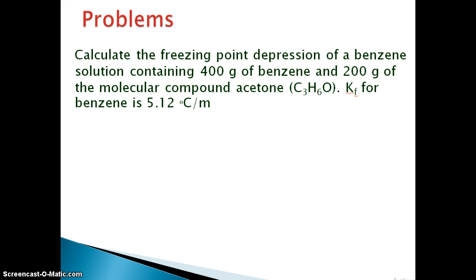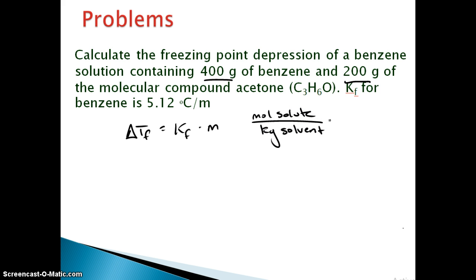We're going to start with our equation that the change in temperature of freezing is equal to the freezing constant times the molality. Which means, of course, we're going to have to calculate the molality. Thankfully, we have all the information we need for that. We have 400 grams of benzene and 200 grams of acetone. And for molality, we need moles of solute over kilograms of solvent. Right? So with the mass of each of those and the chemical equation for acetone, we can figure out moles and kilograms of solute and solvent.